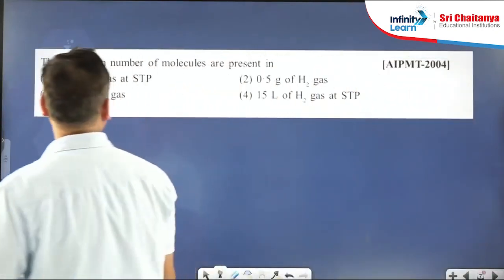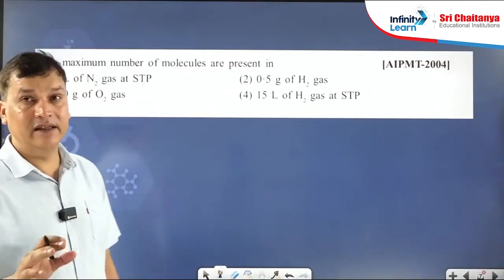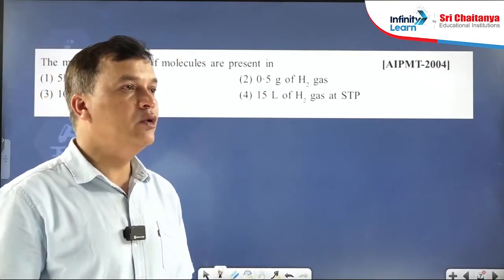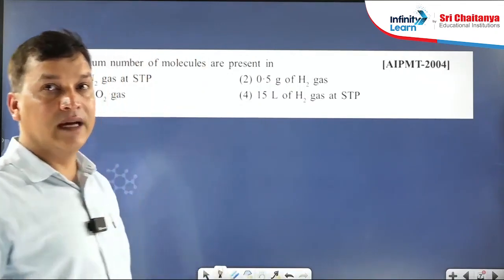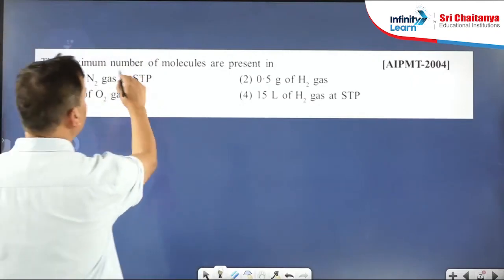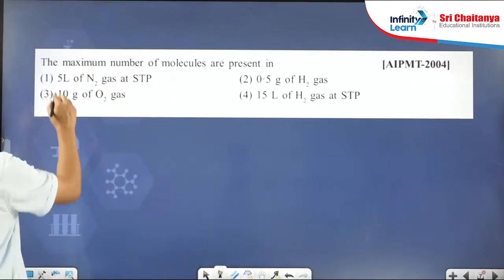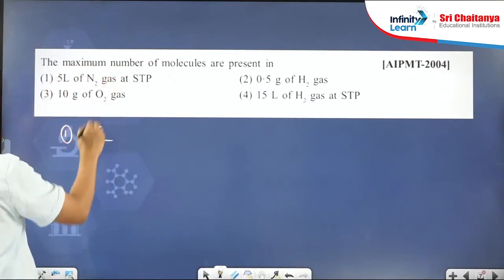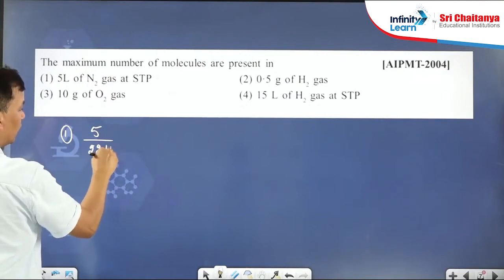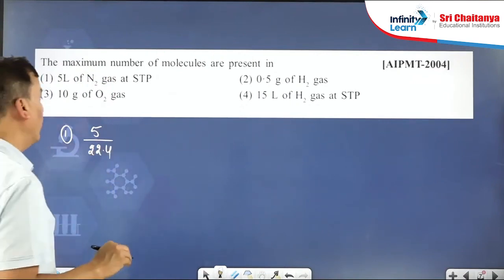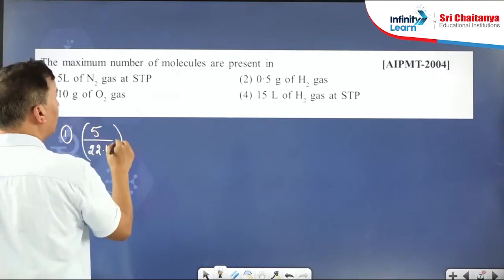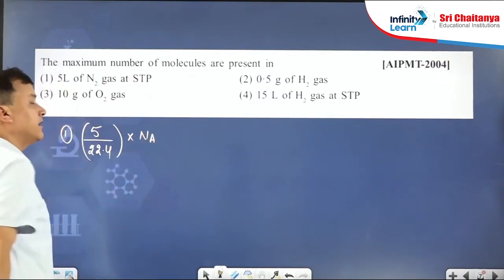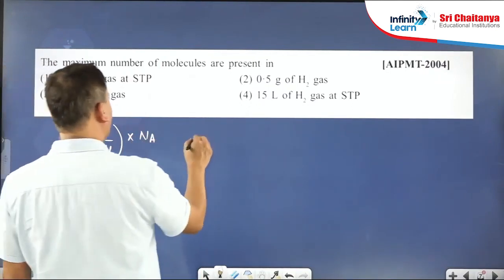Here, we find which has the maximum number of molecules, and my suggestion is always, first of all, whatever amount of substance is given to you, change it into the number of moles. I am starting with the same. We have to find out the number of molecules. Number 1: here is 5 liter of nitrogen gas. 5 upon 22.4 are the number of moles. Number of moles into Na gives the particles, molecules. Is that clear?